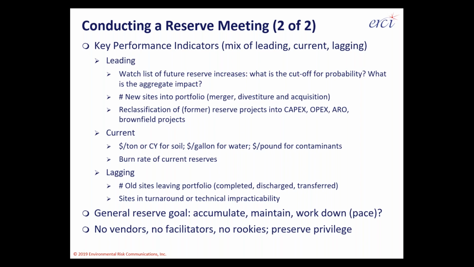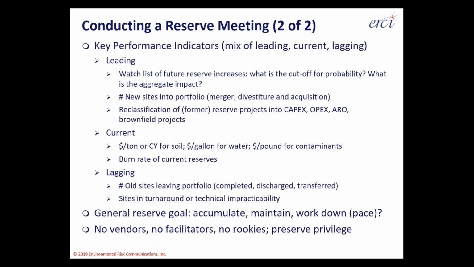Other leading indicators can be new sites coming into the portfolio and a reclassification of reserve projects into CapEx, or capital expenditure dollars, operating expense dollars, asset retirement obligations, or brownfield projects. Your current real-time indicators of how your environmental liabilities are performing are your dollars per ton or dollars per cubic yard for handling soil, your dollars per gallon, or hopefully cents per gallon for processing water, treating and discharging it, and finally dollars per pound for extracting the original contaminants. Those again are good performance metrics. If you don't do them now and need some ideas for how to do that, let me know. I'll be glad to sketch those out in a few minutes for you and give you something to work on for your portfolio.